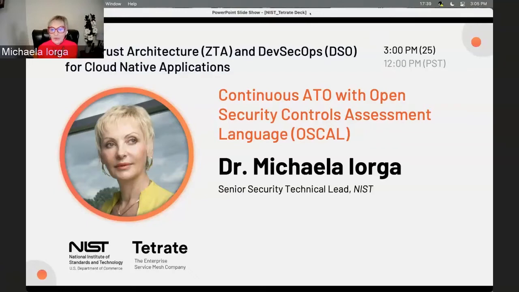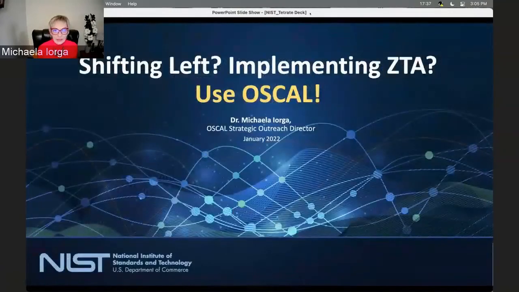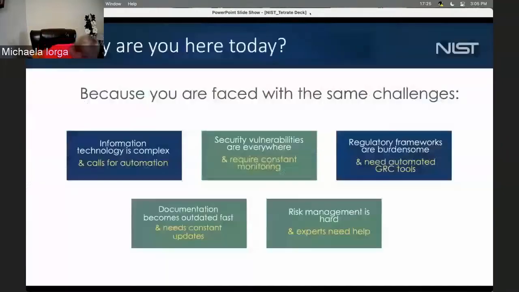If you can move to the slide, thank you. So shifting left, we all want to do that. Implementing ZTA, yes, but let's see how can we do that with OSCAL. My apologies, the headset just fell.